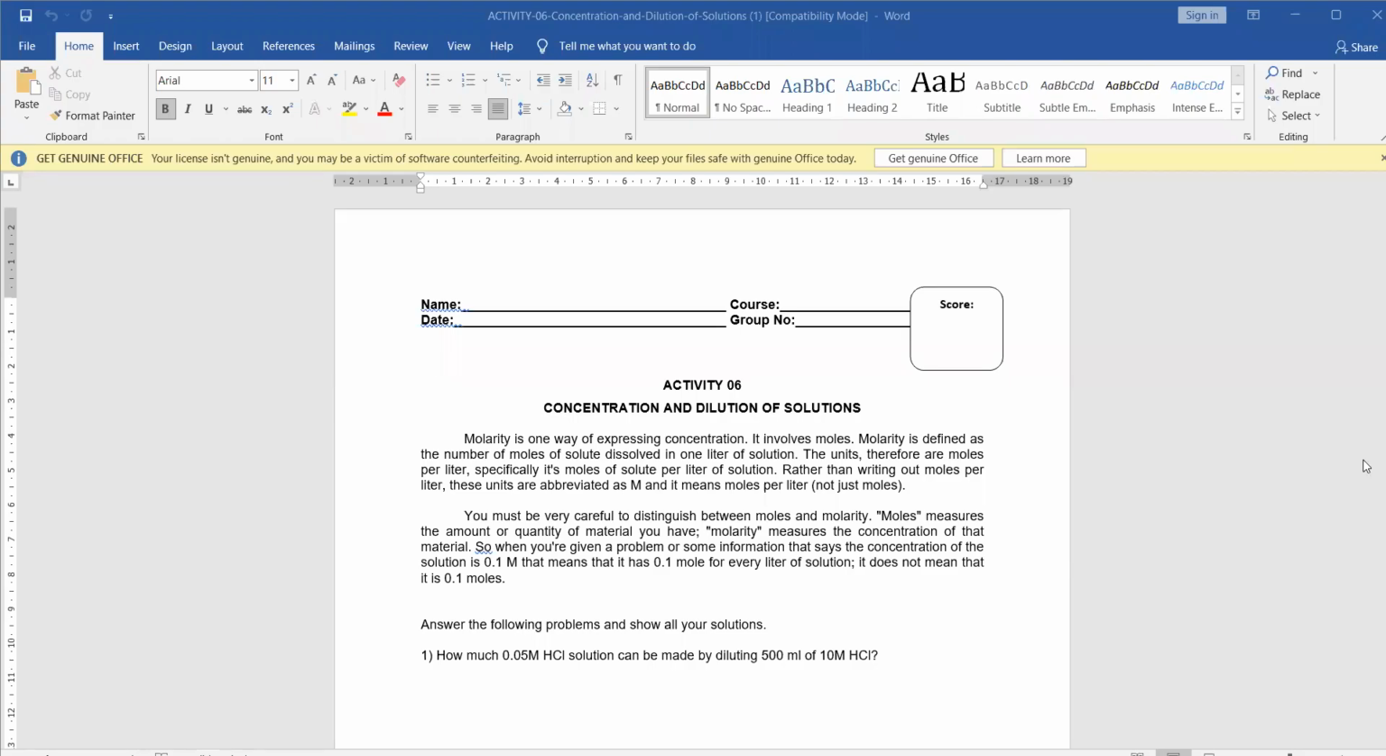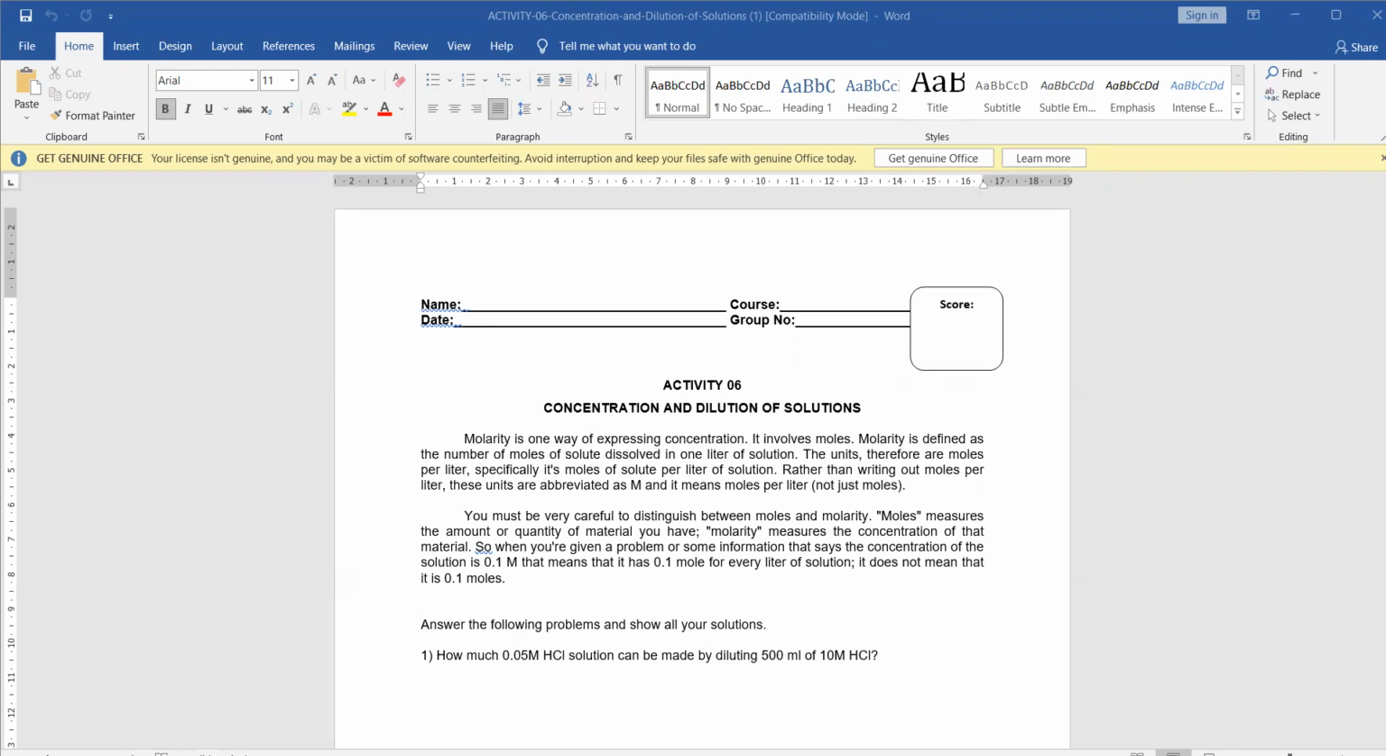Okay, so today again, let's have activity number 6. This will be about concentration and dilution of solutions. And again, concentrations and dilution of solutions. Kasi sa lecture, di ba, I hope you have started discussing reactions in aqueous solutions.